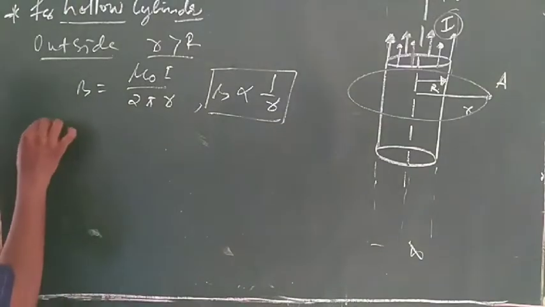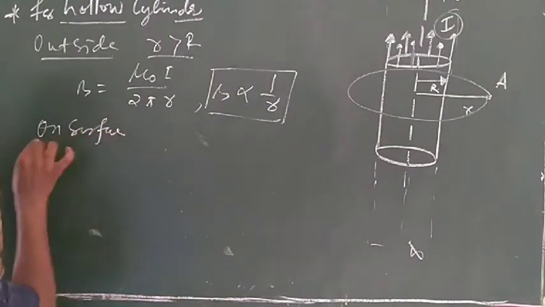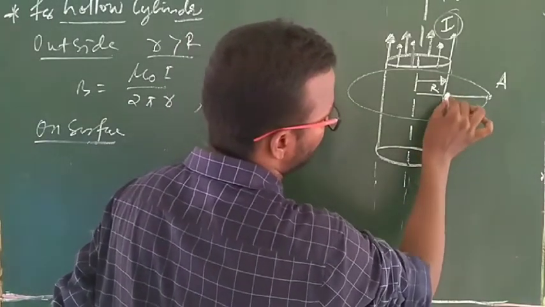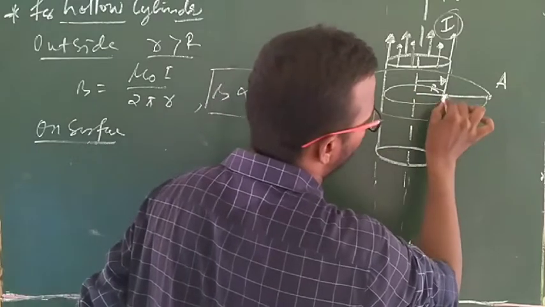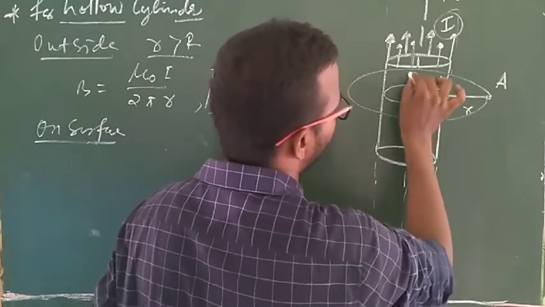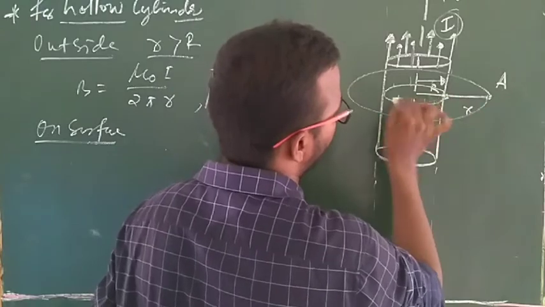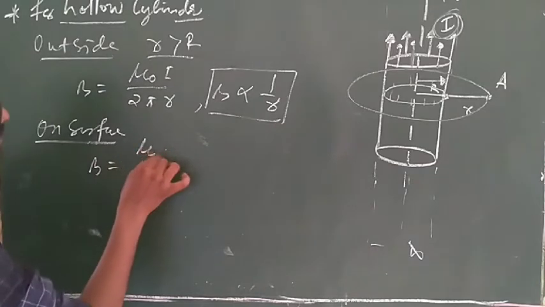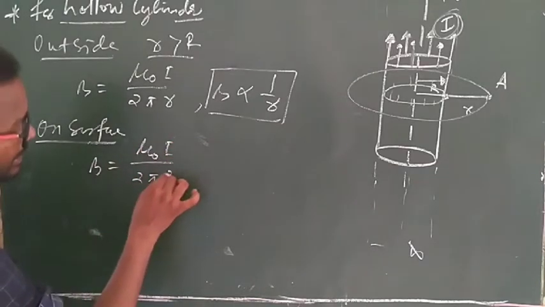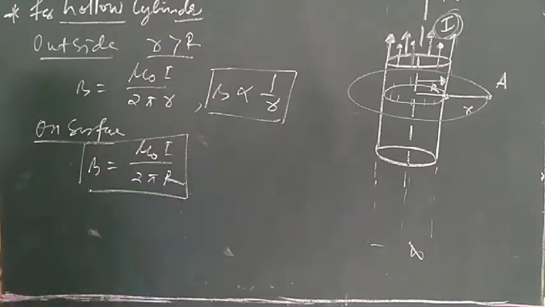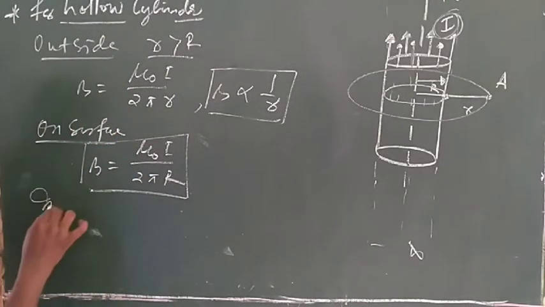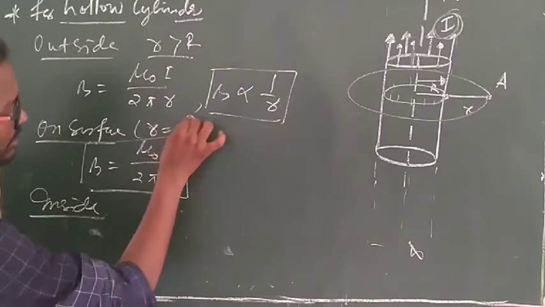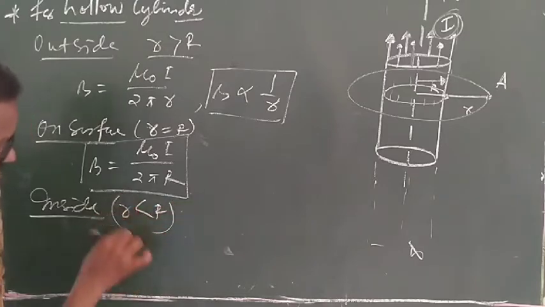So next, on the surface of the cylinder, if you draw an imaginary Amperian loop on the surface, then the total current flowing over the surface is the current I, and in this case we get B equal to mu naught I by 2 pi capital R. Same thing as the solid case, but now consider inside the surface, an inside point, where small r is less than capital R.